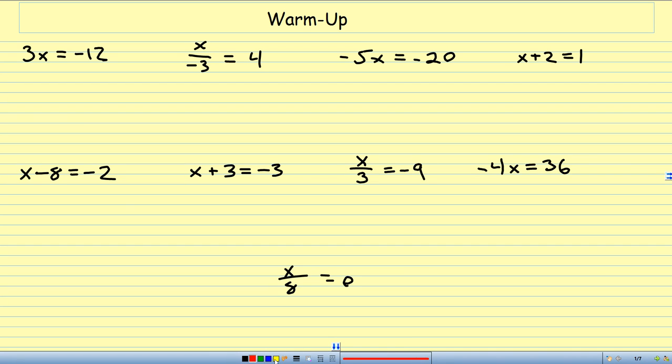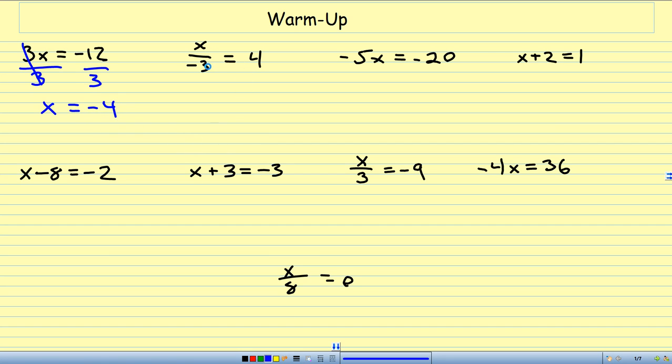So what we've got right here is 3x equals negative 12. So what we're going to do is take both sides and divide them by 3. Remember, we're solving for x, so these cancel out right there. And we get x equals negative 12 divided by 3, which is negative 4.